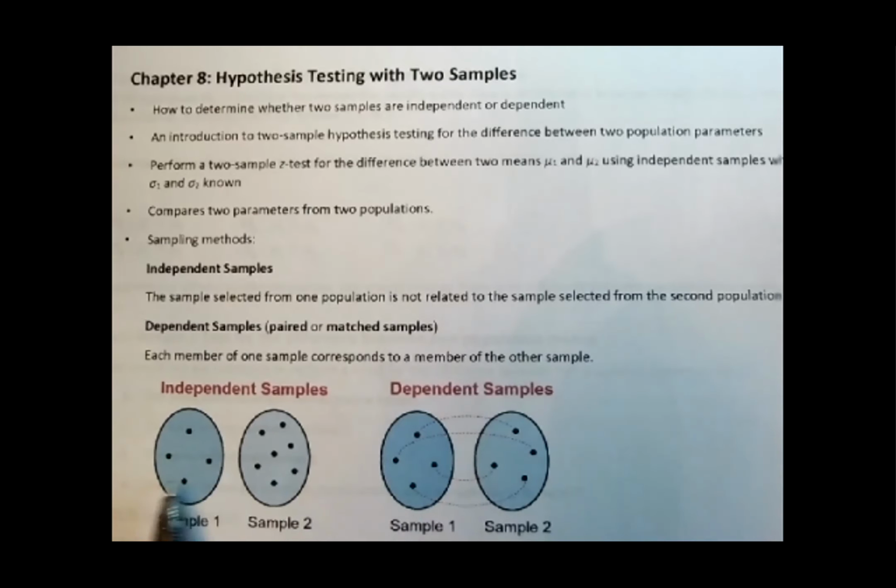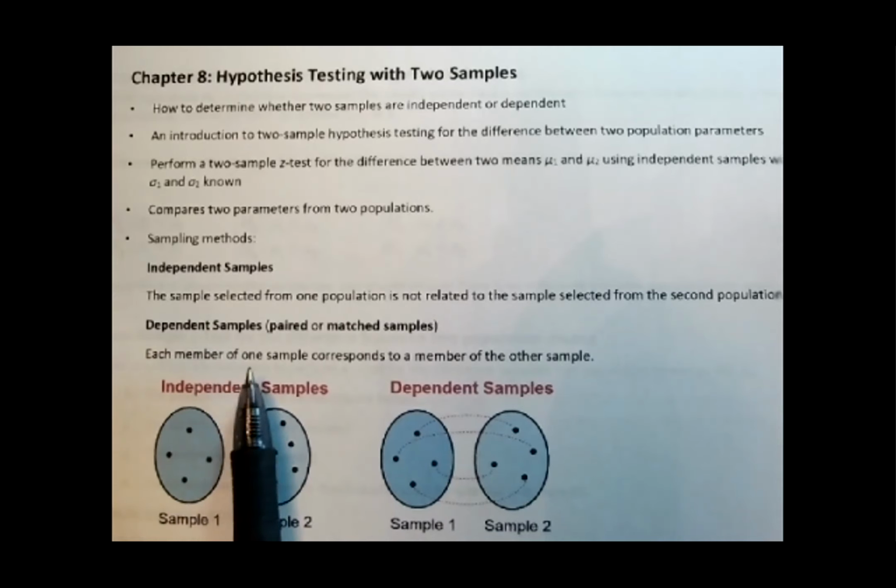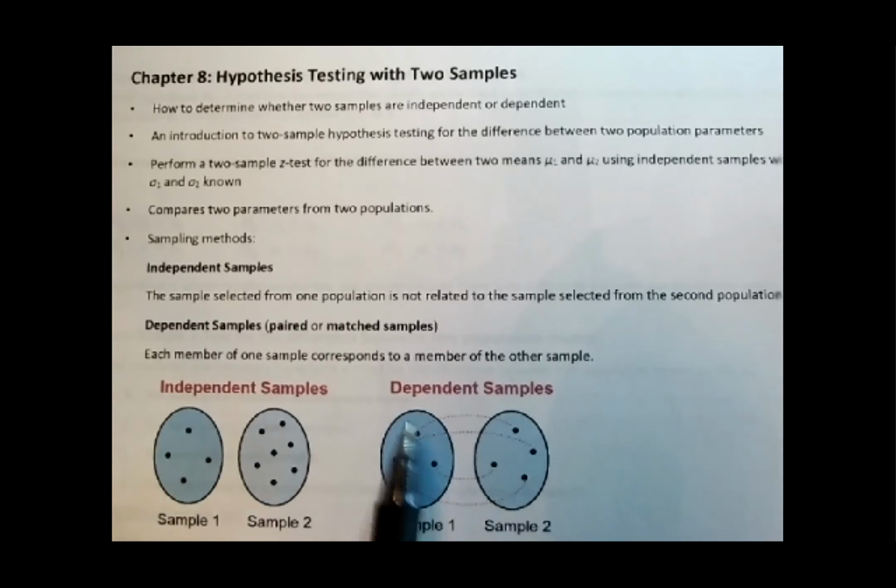They have nothing in common. So these are independent samples, but dependent samples, they call them paired or matched samples. Each member of one sample is related to a member from the other sample. And I'm going to give you an example right away on this. You see that there is a relationship between each member of sample 1 and each member of sample 2. Whereas here you see they have nothing in common.